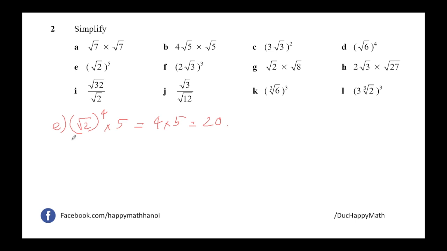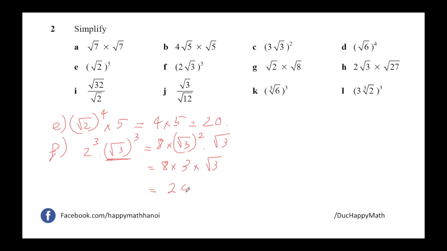Yes. So the same thing with F. 2 cubed times the square root of 3 cubed. That's quite easy to make a mistake in this case. 2 cubed is 8, squared first, and times one more time the square root of 3. So 8 times 3 and times the square root of 3. This means 24 times the square root of 3.